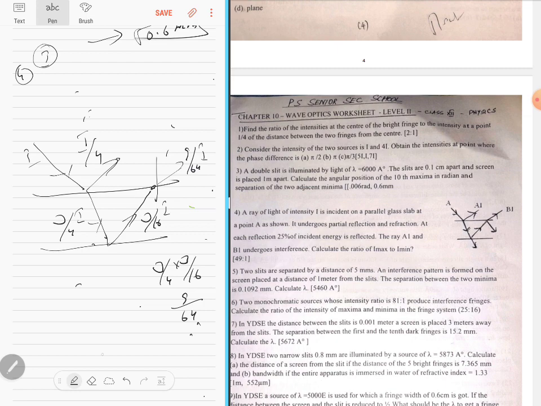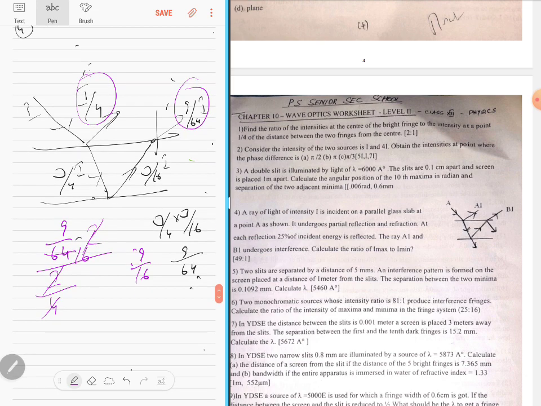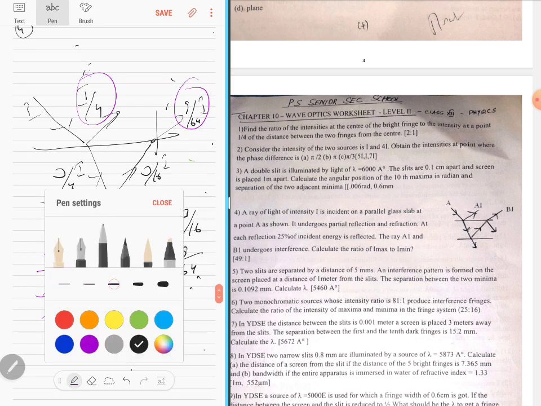Okay, till here it's correct. The ratio of this to this is what they are asking: 9 by 64 I by I by 4. So I and I get cancelled. This is going to go to the numerator. It's 9 by 16. Now I got the answer. 9 by 16. Sorry, guys.